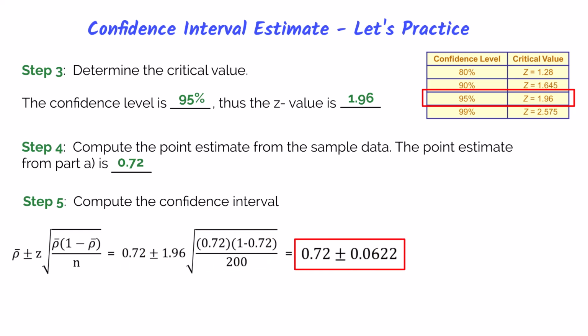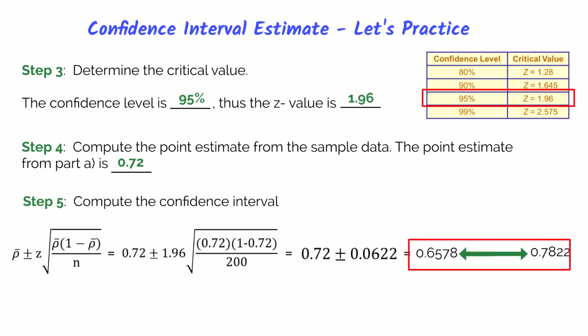So to get the lower limit, we'll subtract 0.0622 from 0.72. And then to get the upper limit, we will add 0.0622. And that gets us a confidence interval of 0.6578 to 0.7822.